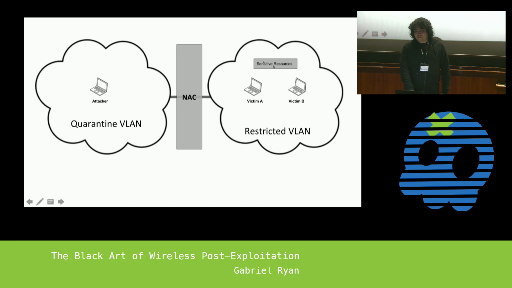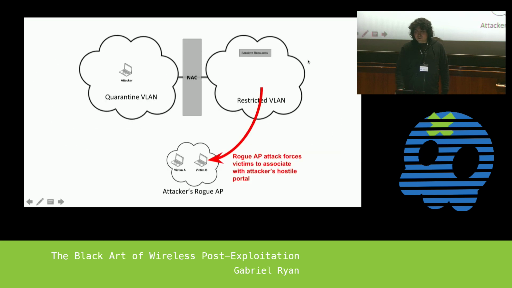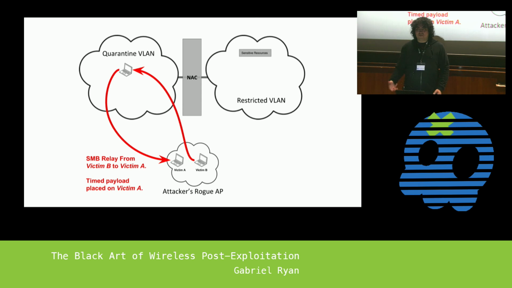But let's say that we have two authorized wireless devices on the network, and we have an account that can access both. We could use our second wireless interface once again to perform a rogue AP attack that forces these devices to connect to us. But this time, instead of merely using the hostile portal attack to capture hashes, we use it to perform an NTLM relay attack from one device to the other.